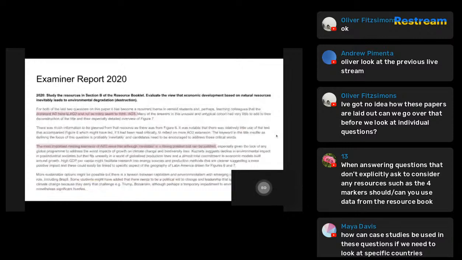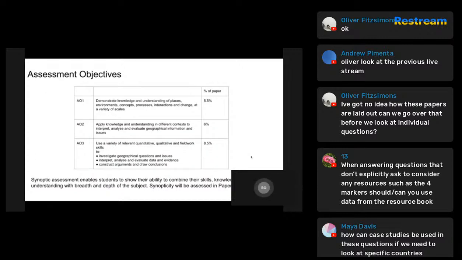It says apply knowledge and understanding in different contexts to interpret, analyze, and evaluate geographical information. So you've got to interpret the information, you've got to analyze the information. What is this showing me? What is it not showing me? Have I got evidence from somewhere else, a case study that I've studied, that I can apply in this context? Remember, for the 18-mark questions, you've got to make those interpretations and analyses with other areas you've studied or case studies you've looked at.